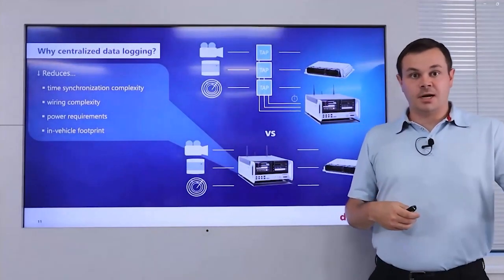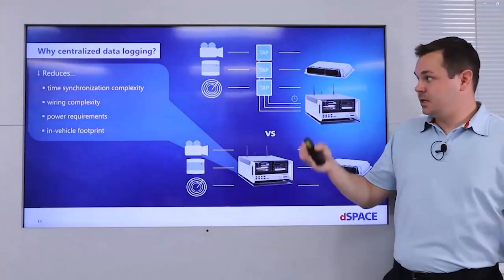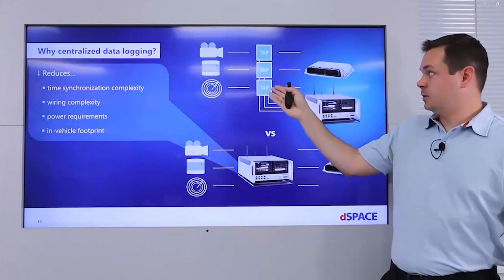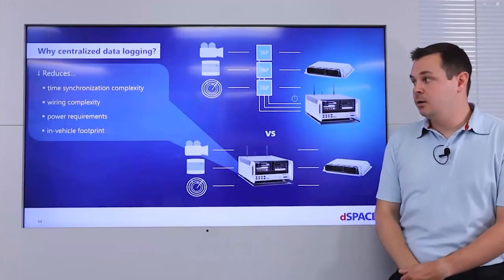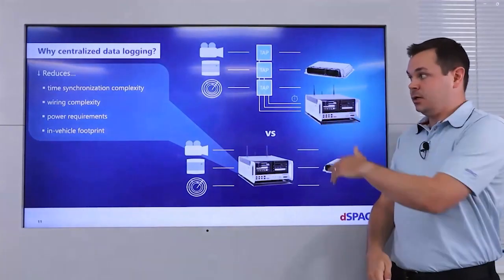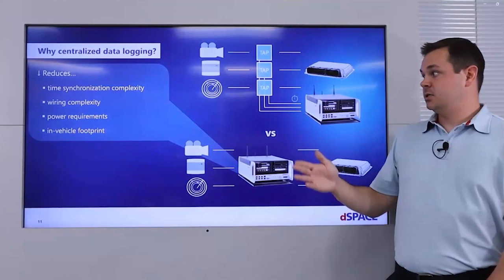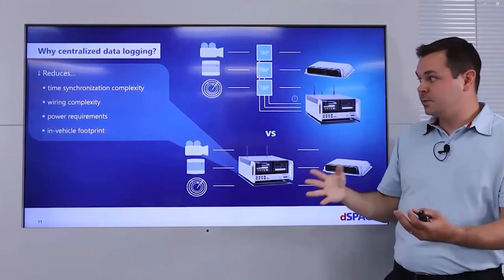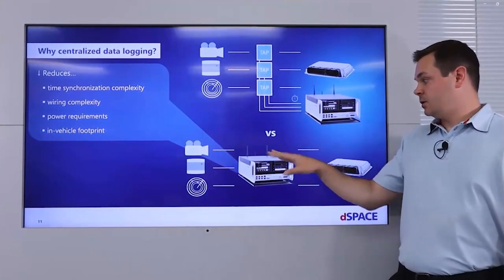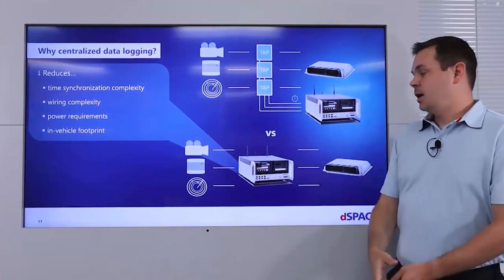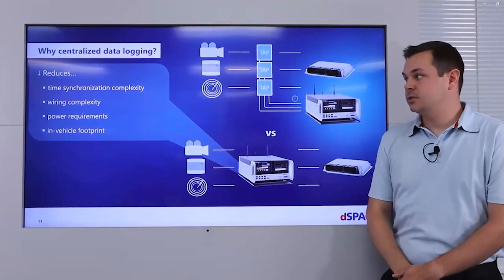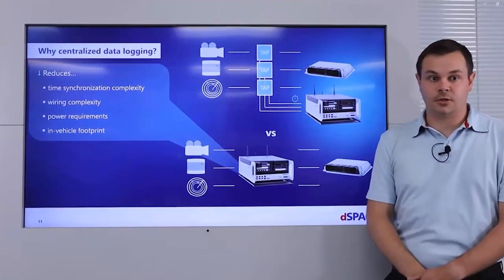I said that one of those wires is power. Power is going to be one thing that each one of these tap devices is going to require. And so doing it all in one unit will reduce the power requirements. And because each one of these are separate devices, they require space, which means that if we're doing this sort of centralized data logging approach, that's going to reduce the in-vehicle footprint.